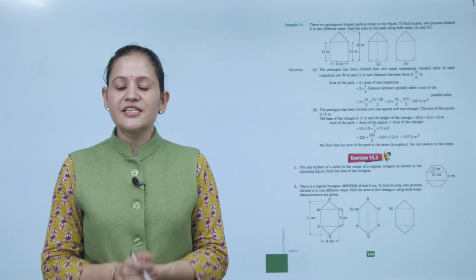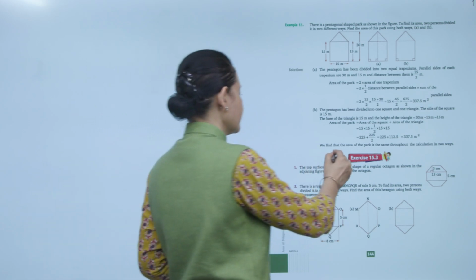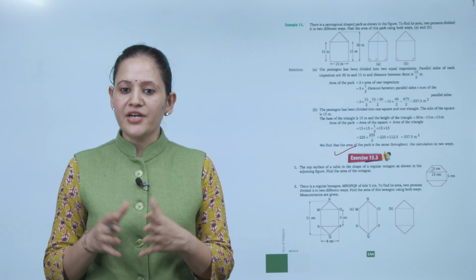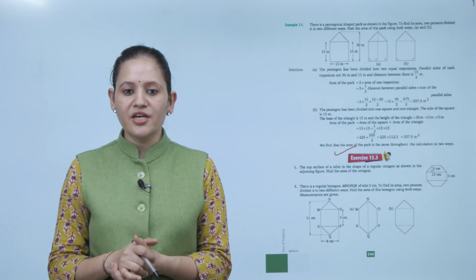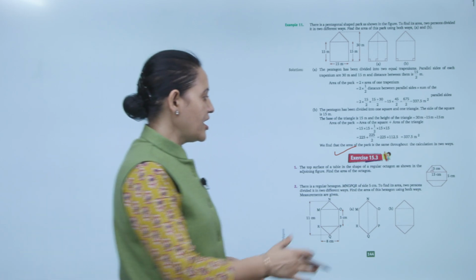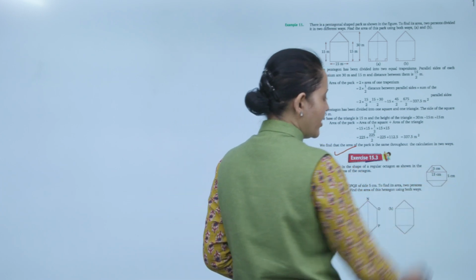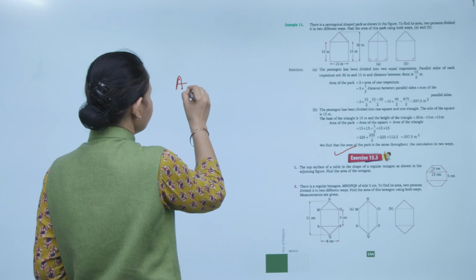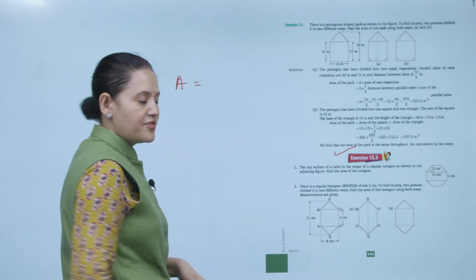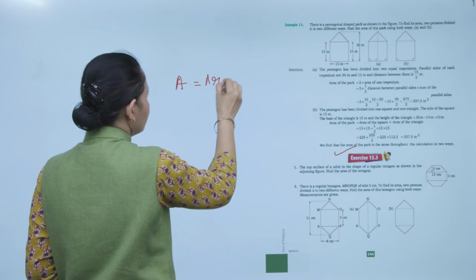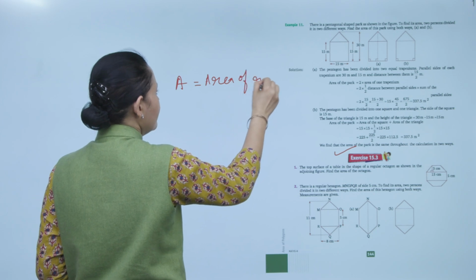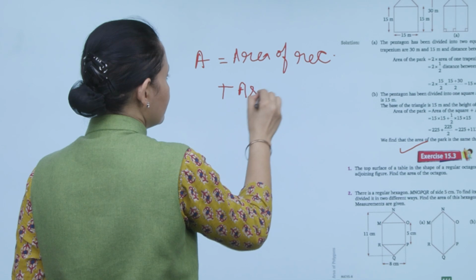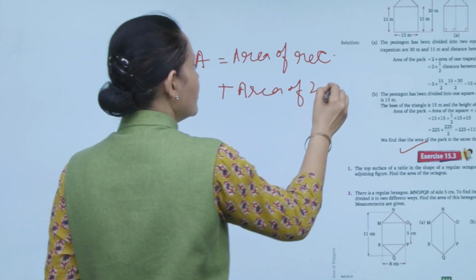Next is exercise 15.3. The top surface of the table is in the shape of a regular octagon as shown in the adjoining figure. Find the area of the octagon. So, here we have divided the octagon into 1 rectangle and 2 trapeziums. So, the area of the octagon is equal to the area of the rectangle plus the area of 2 trapeziums.